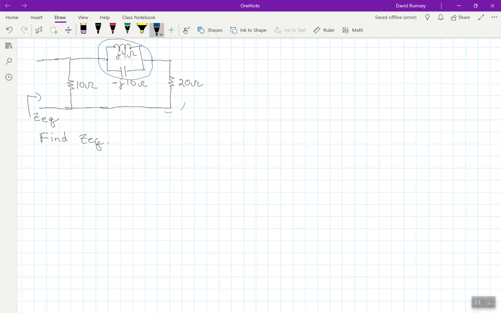So I'm going to go ahead and just use the multiplying formula, J4 times minus J10 over J4 plus minus J10. And so let's do this multiplication out. Now we have minus J squared 40 over, now I'm adding, so this would be minus J6.